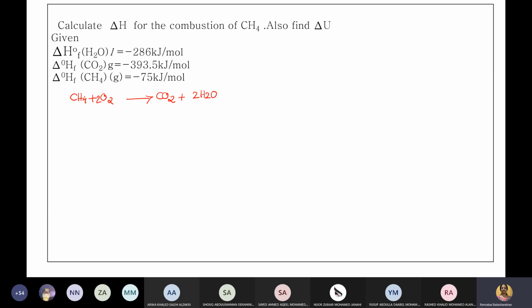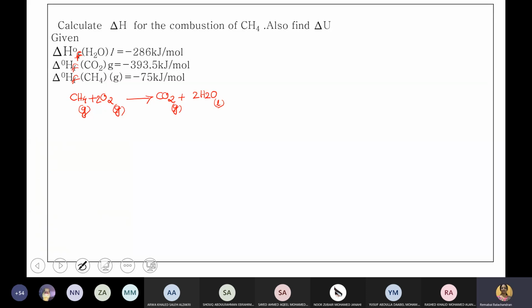Okay, so next step. This is a gas, here gas. H2O is liquid. What is this delta H0 f? What does it mean? Formation, yes.